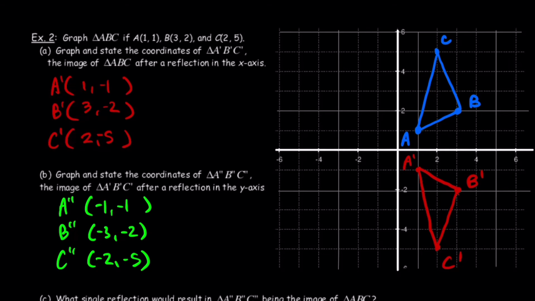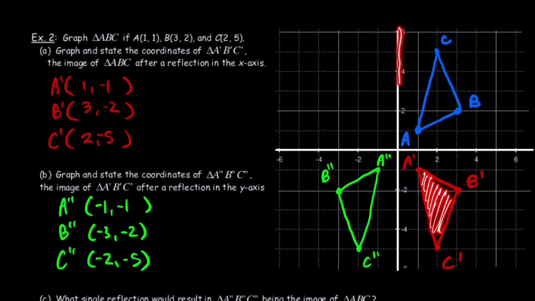Well, let's plot those. A double prime is negative 1, negative 1. So there's A double prime. B double prime is negative 3, negative 2. There's B double prime. And C double prime is negative 2, negative 5. C double prime, sketch in that triangle. And when we're done, this should make total sense. I'm starting with this triangle here. I'm reflecting it in the y-axis, and it should go over to this one. And again, they're the same size and the same shape.